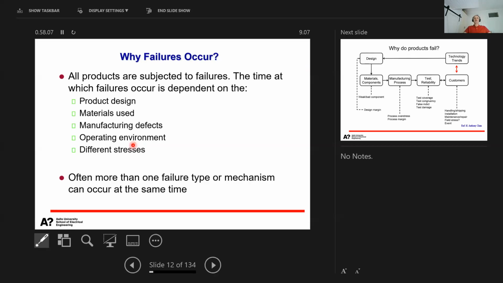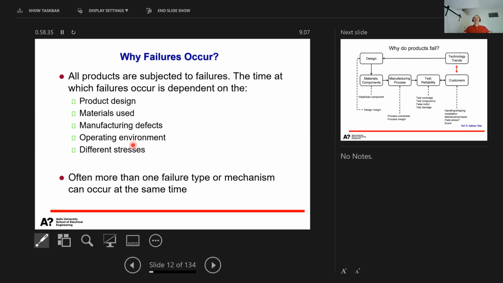And the actual time when the failure occurs is dependent on several different things. It is dependent on the product design. It is dependent on the materials we have used. It is dependent on the manufacturing defects. It is especially dependent on the operational environment and the different types of stresses which the system sees in the operational environment.